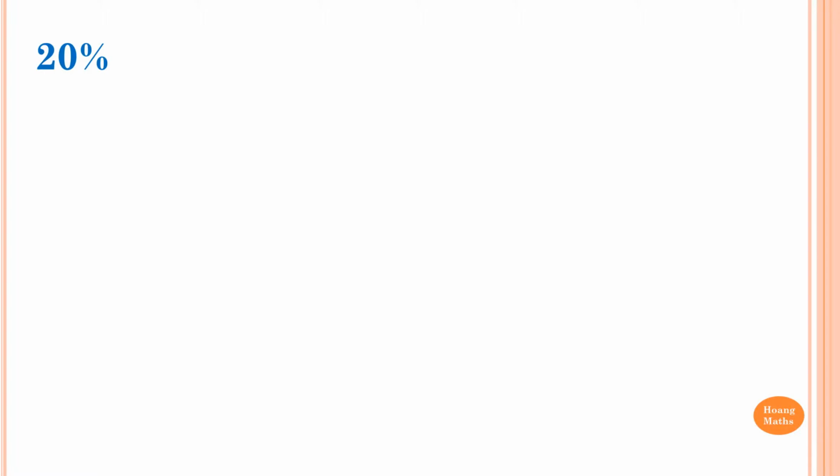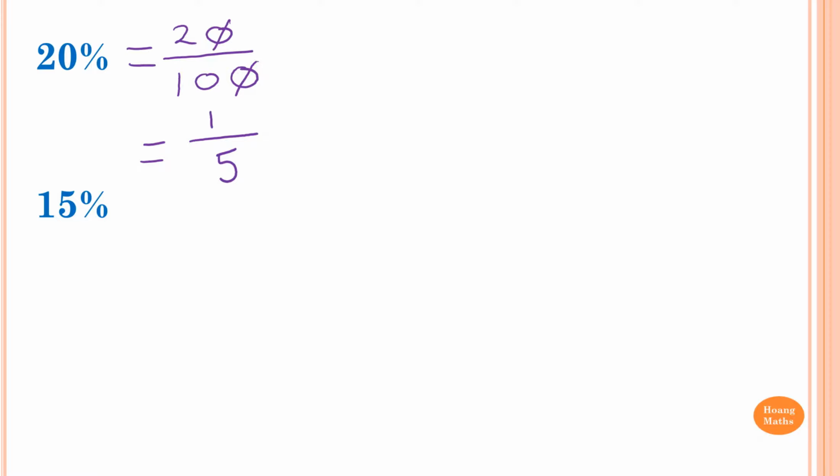So 20%. First of all, 20% means 20 over 100. Now in this case, because 20 over 100 can be simplified, we must simplify first. So 20 over 100, we both divide by 10 first. So this 0 and this 0 cancel out, and you are left with 2 tenths. So 2 over 10, both can divide by 2. 2 divided by 2 is 1, 10 divided by 2 is 5. So which is 1/5.